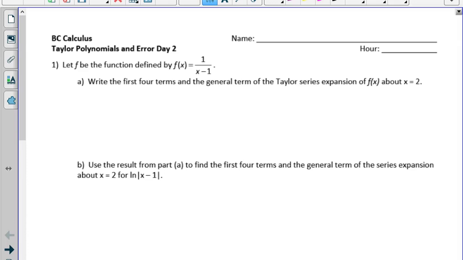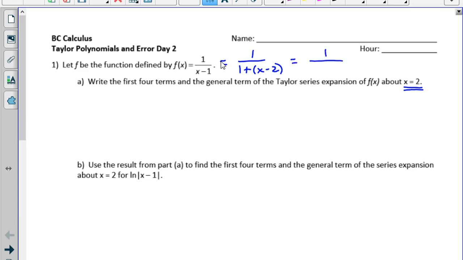We're going to go over 5 problems about Taylor polynomials and error and introduce a couple concepts, including a confidence interval concept. Number 1, let f be the function defined by f of x equals 1 over x minus 1. What we're going to do is rewrite that as 1 over 1 plus x minus 2. And the reason we're going to do that is because the problem is asking us to write the first 4 terms and the general term of the Taylor series expansion of f about x equals 2.